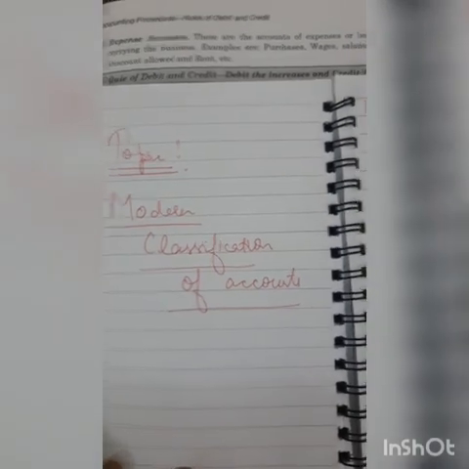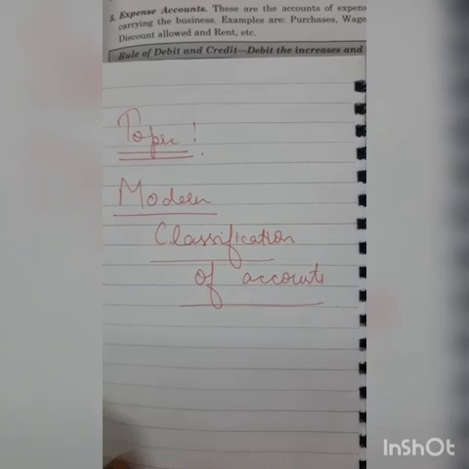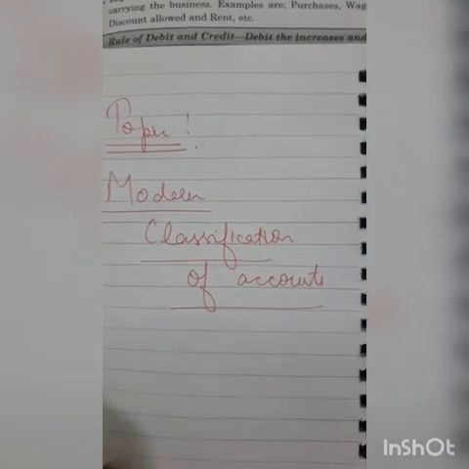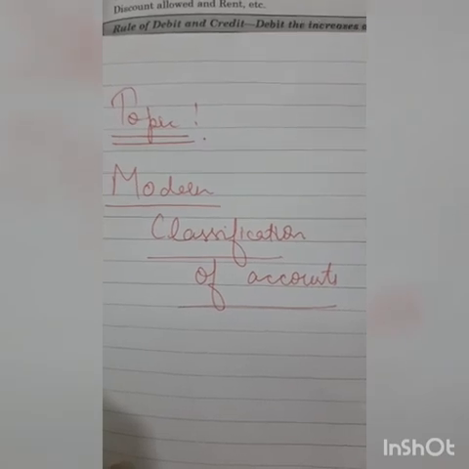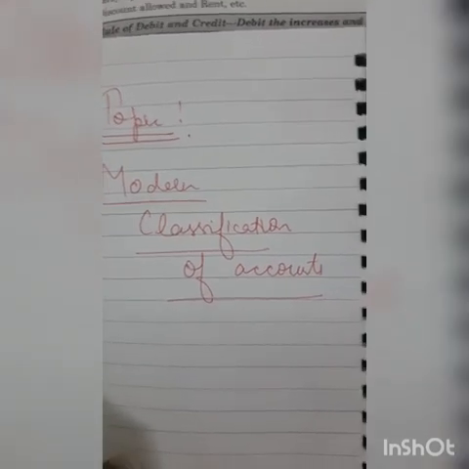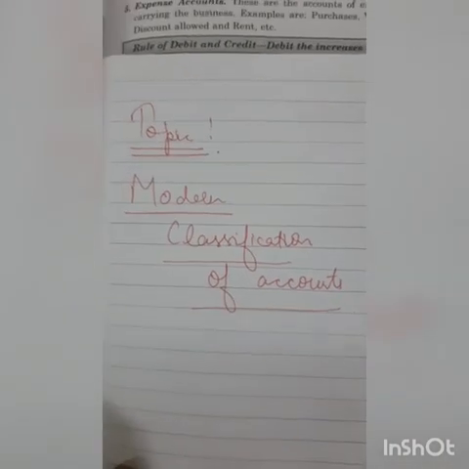Good morning, students. Yesterday we covered the traditional approach, or you can say English approach, of classification of accounts. Today we are going to start with the modern classification of accounts. Under modern classification of accounts, we have 5 heads of accounts.